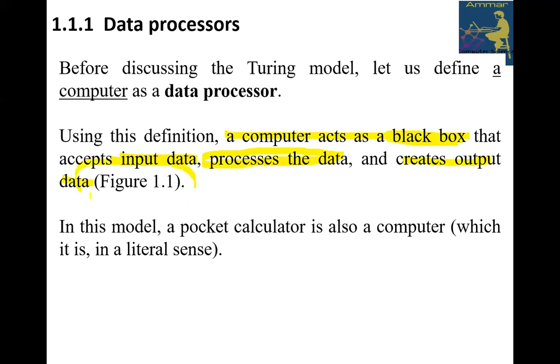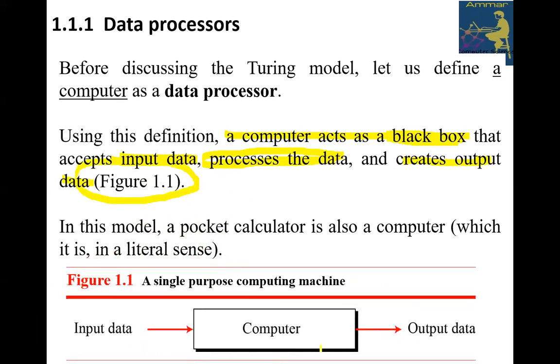In figure 1.1 we explain this point. خلينا نشوف figure 1.1. This is a black box which is computer, and here is the input for that computer, and the output will be the processed data. Sometimes you will say data processing information.